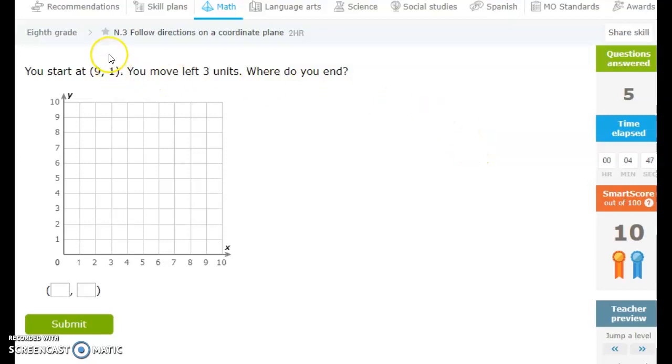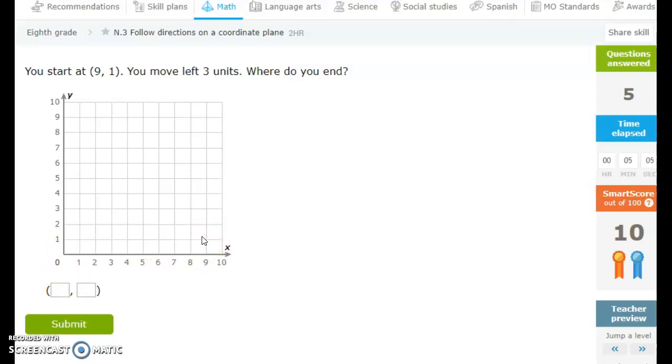Hello, today we're going to look at the 8th grade IXL follow directions on a coordinate plane. So just a reminder, when I have an ordered pair, it is always x before y, x before y. So 9 on the x-axis, 1 on the y-axis. So let's go find it. 9, 1. Here's my point.